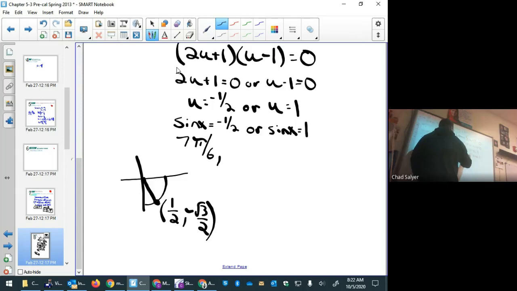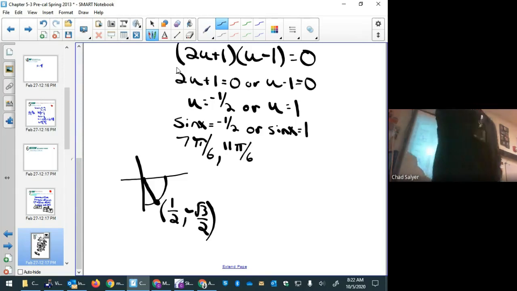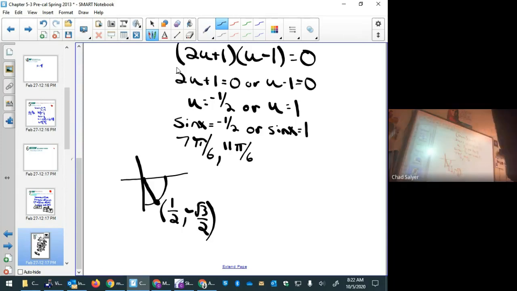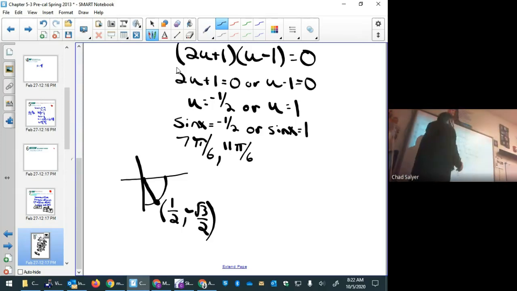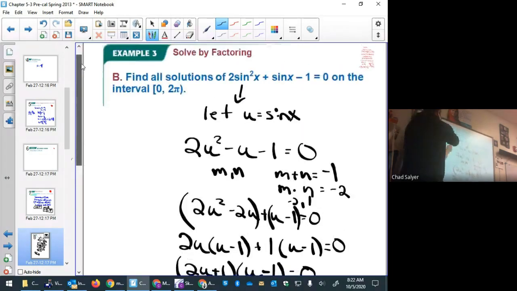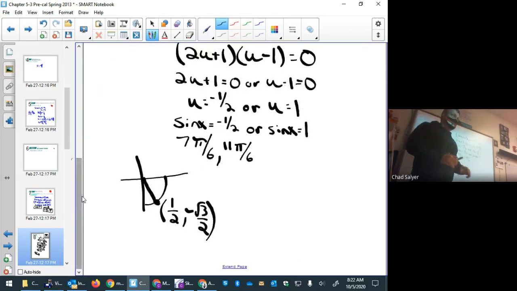The day I went over the unit circle, I did it pretty quickly. You guys had to write down a lot of stuff in a short period of time. You may have had a mistake, that's okay. But now is the time to correct it before we take an assessment with the wrong information. So 7 pi over 6 and 11 pi over 6. And again, we're confining ourselves to the unit circle. So we don't care about the other solutions if they exist. Which they do, but we don't care about them.